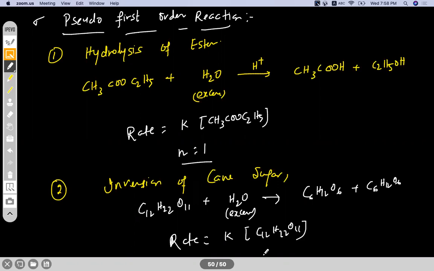Third example, write down: esterification of anhydride. Esterification of anhydride is also one example of it. Metabolism of hormones in human bodies, again pseudo first order reaction. Sometimes they ask this question like, which of these reactions, or what is the example of pseudo first order reaction? Okay, you just need to know this. So, metabolism of hormones in human bodies.